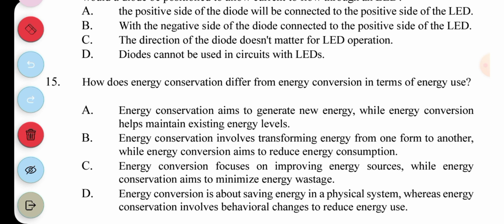D. Energy conversion is about saving energy in a physical system, whereas energy conservation involves behavioral changes to reduce energy use. And the answer to question 15 is C. Energy conversion focuses on improving energy sources, while energy conservation aims to minimize energy wastage.